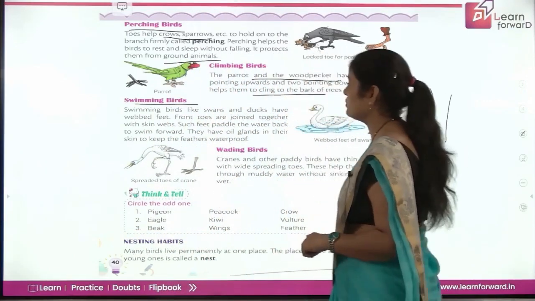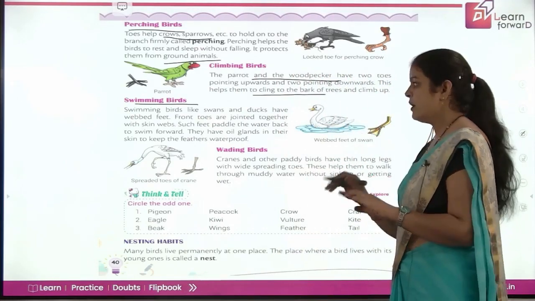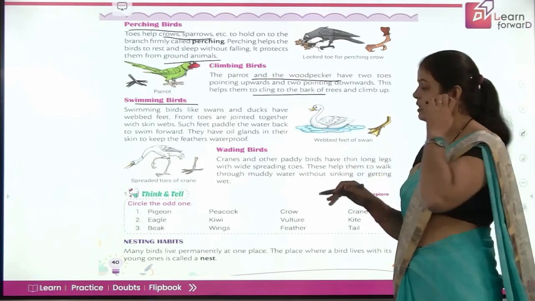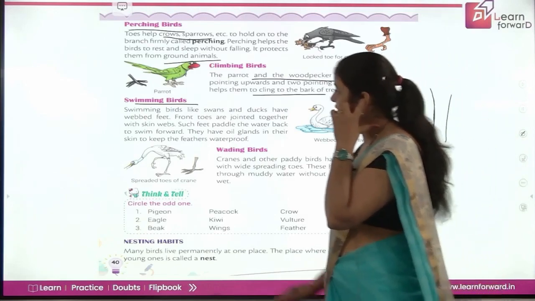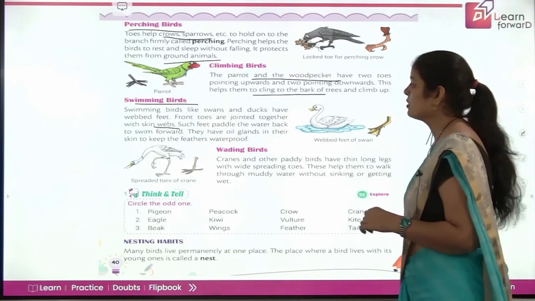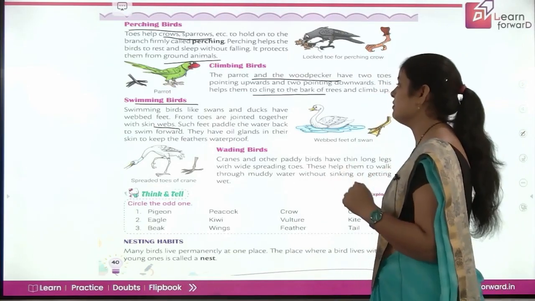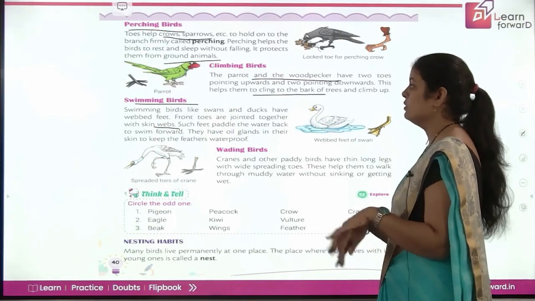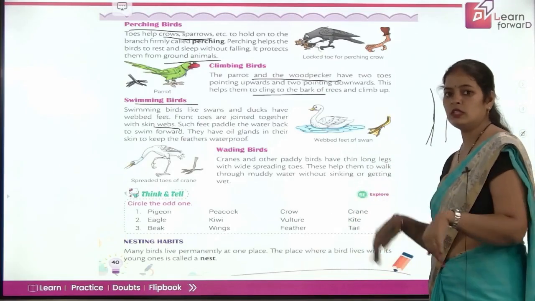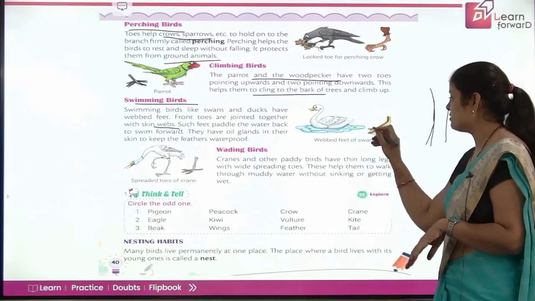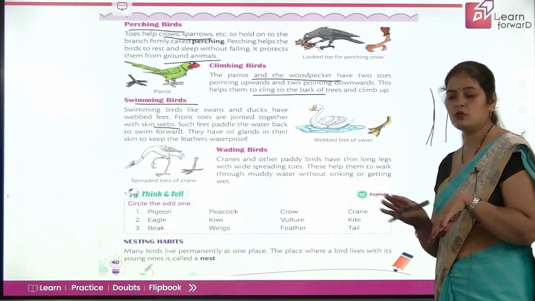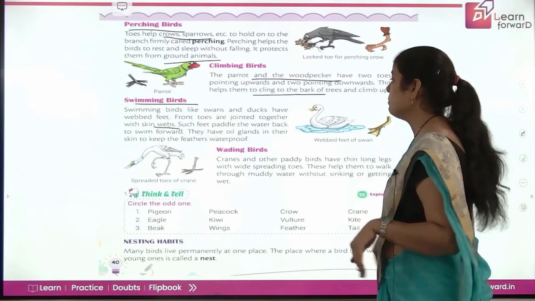So swimming birds like swans and ducks have webbed feet. Front toes are joined together. You can say that 1, 2, 3, they are joined by a web-like structure. Okay, they are joined together with skin webs. These are the skin extensions, these yellow parts that you are seeing. Such feet paddle the water back to swim forward. Because if they do not have this webbed skin, the water would not move backward because it will all pass in between the toes. So it has webbed feet so that it can paddle the water back.